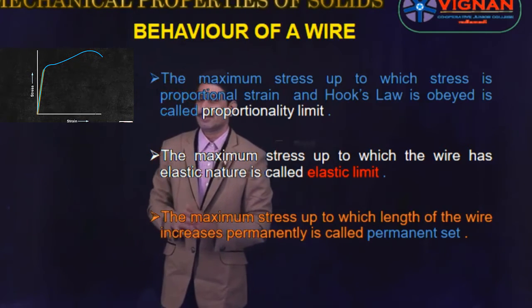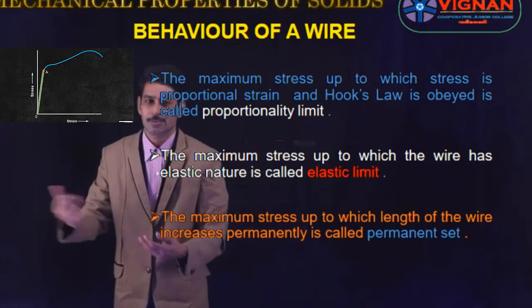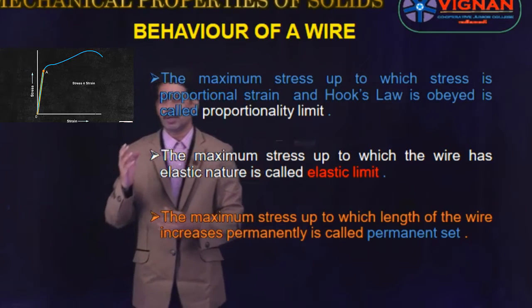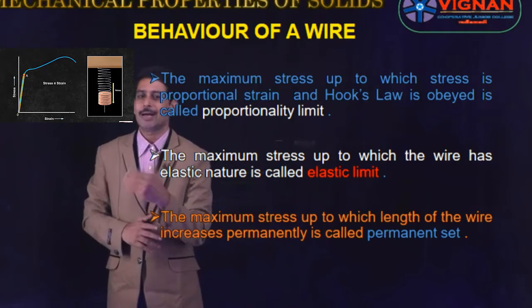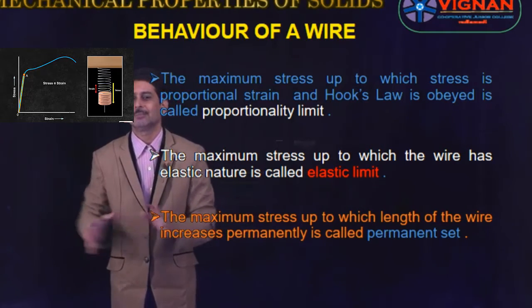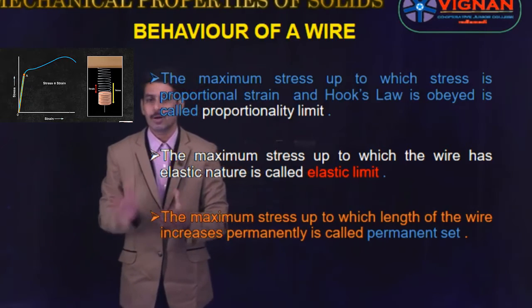Now let us see what happens beyond the point B. Beyond the point B also, as we increase the stress, the strain also increases. Up to the point B, the wire has elastic nature, but now it does not have elastic nature. That means it becomes plastic in nature. So how do we know that?